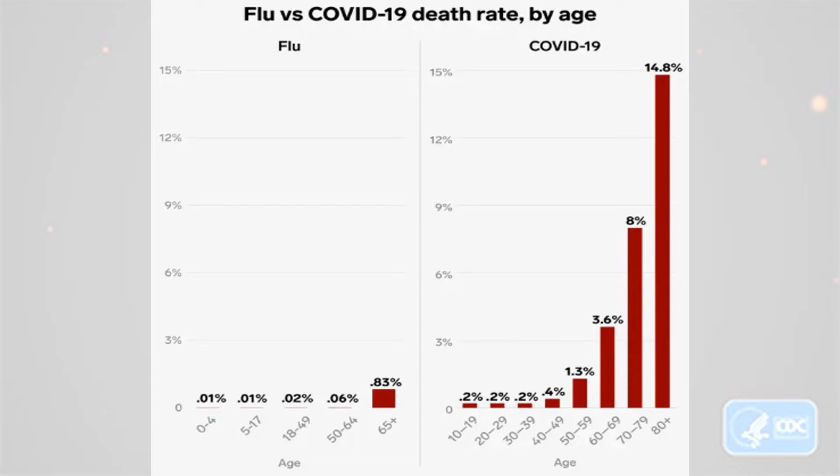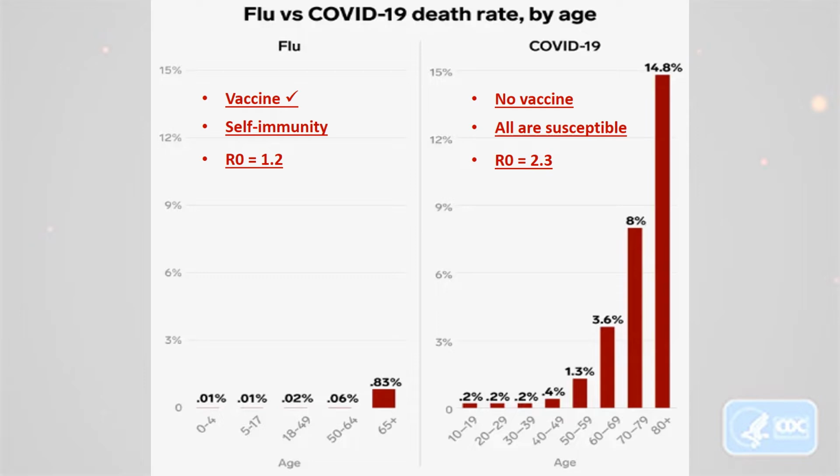Number 1, we have a vaccine for influenza, and this reduces the number of susceptible individuals in a population. Number 2, some have a degree of self-immunity to influenza due to previous contraction. Number 3, the basic reproduction number for influenza is only 1.2, meaning someone infected with influenza will spread it on average to 1.2 people. In contrast, the basic reproduction number for COVID-19 is 2.3.